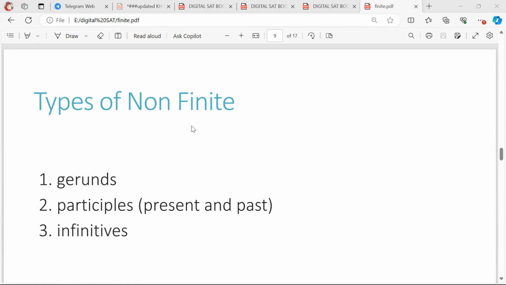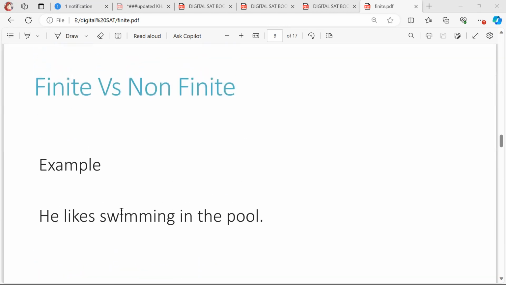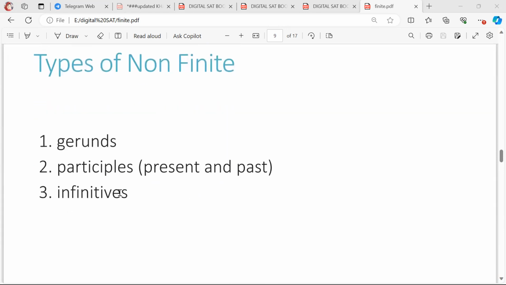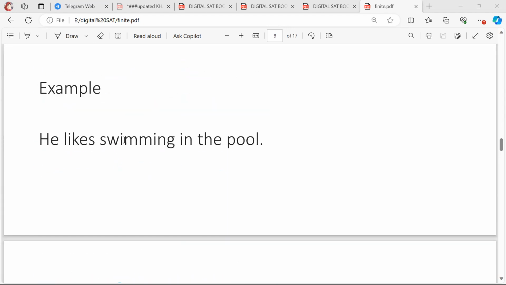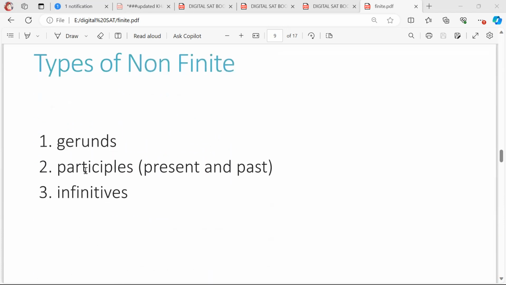Now, what are the types of non-finite verbs? Gerunds, like the word swimming in the previous example. This is a gerund, and it consists of the verb plus ing. And we have the participles, which can be present participle and past participle. Infinitives, which consist of to plus the base form of the verb. So let's write them in order for you to figure out each type.